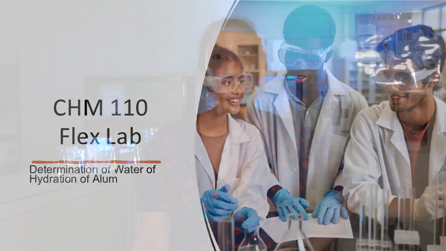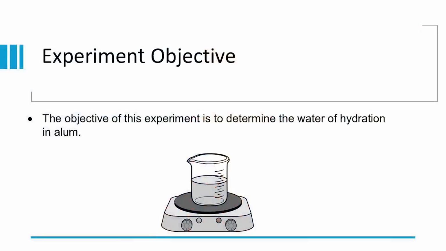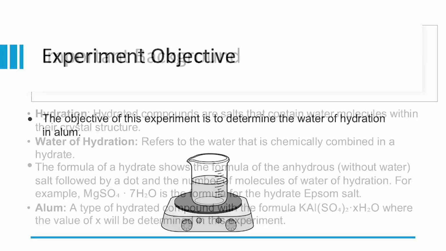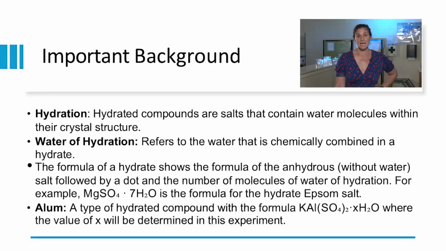Hello chemists, and welcome to our lab on the determination of the water of hydration of alum. In this lab, we're going to do an experimental measurement of the water of hydration in a substance called alum. Hydration is the idea that water molecules actually get trapped in the formation of crystal structures, particularly of ionic compounds. So the water of hydration is the number of waters that have been trapped.